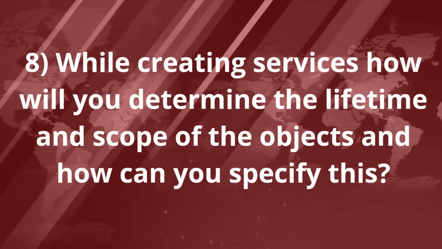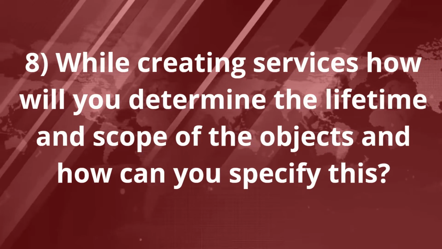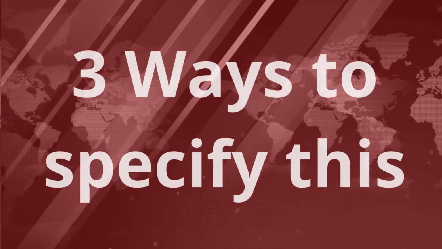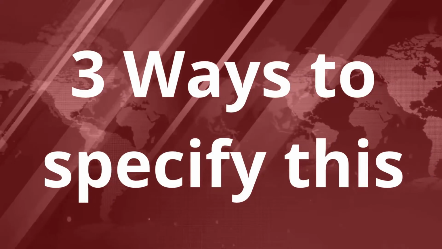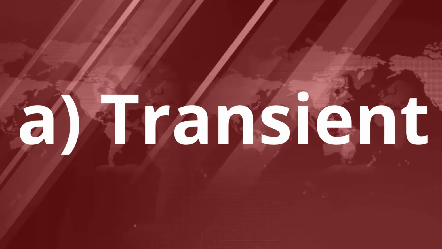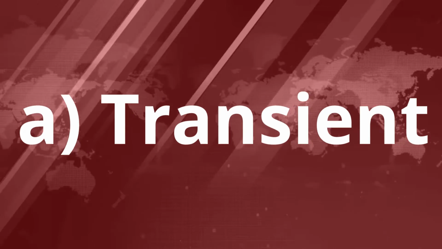Question number 8. While creating services, how will you determine the lifetime and scope of the objects, and how can you specify this? There are 3 ways to create the service objects and set their scope. The first one is transient, which creates fresh new objects for every request. Example, a new sale order object or a new employee object.